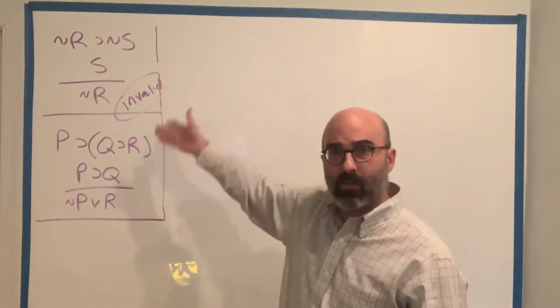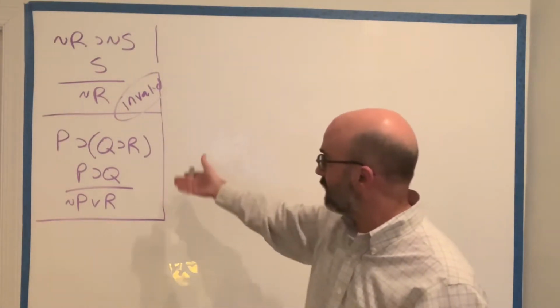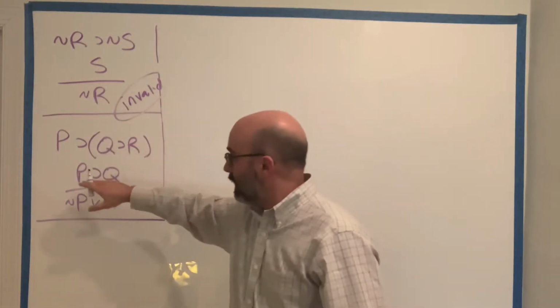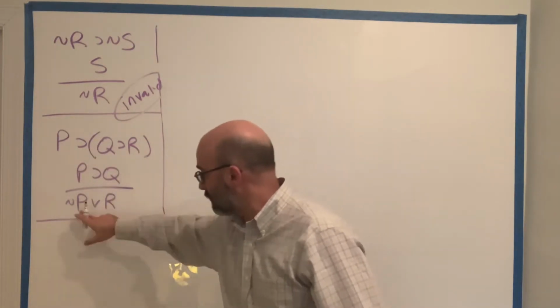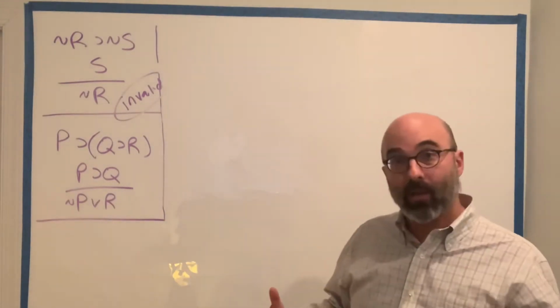Well, that was with 2. Let's look at a case where we've got an argument with 3 constants in it: P, Q, and R. So if P, then if Q, then R. If P, then Q, so unless not P, R.